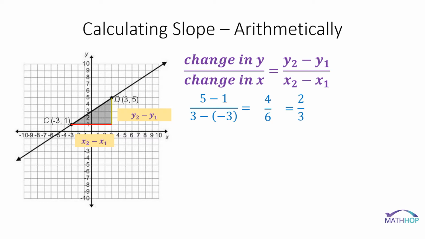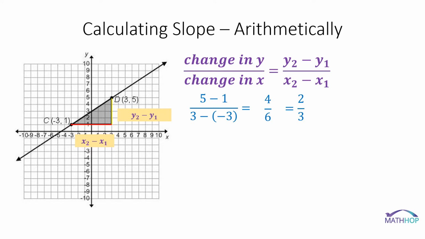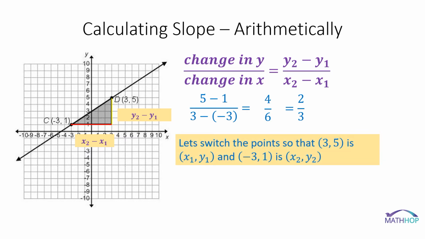Now you might be thinking, what if I didn't label this x1, y1? How did I know that this was my first point and this was my second point? Well, the good news is it does not matter which point you label x1, y1 and x2, y2. Don't believe me? Let's look at it. Let's switch it up. Let's make it so that 3, 5 is x1, y1, and negative 3, 1 is x2, y2.